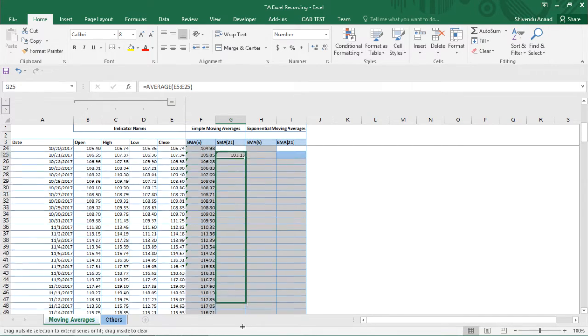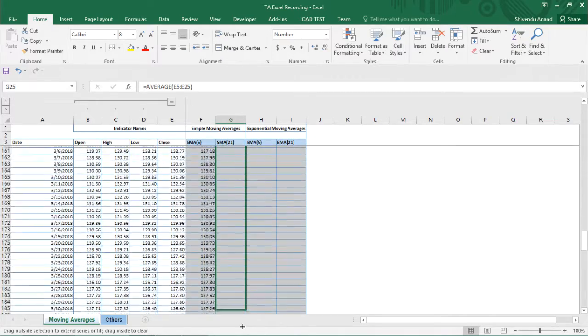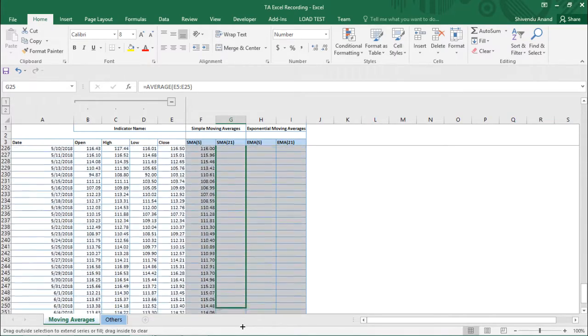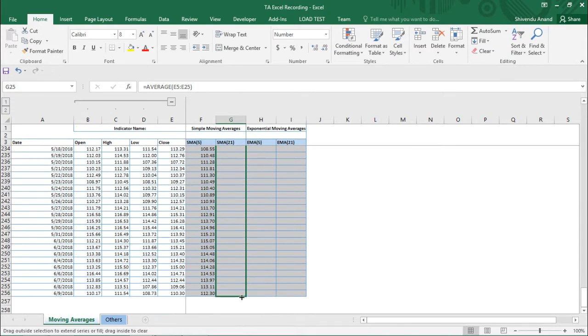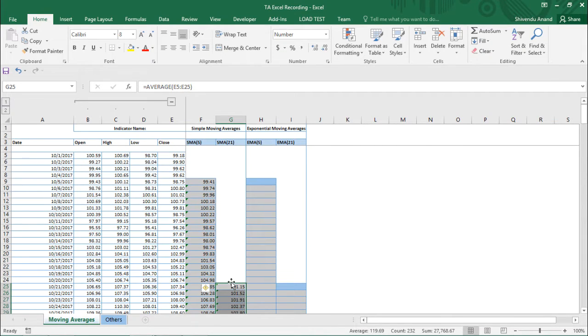Now I just use my autofill function. I just drag and drop this data from the right hand side corner, and here I go, I get the simple moving average for all this duration. So this is how we can calculate our simple moving average, right?